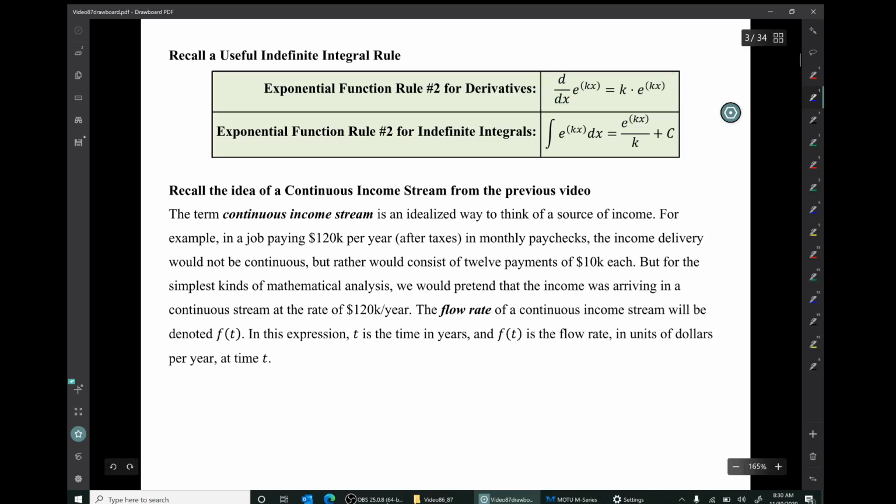And recall the idea of a continuous income stream from the previous video. A continuous income stream is an idealized way to think of a source of income. For example, a job that pays monthly paychecks of $10,000 each could be thought of as an income stream with a continuous flow rate of $120,000 per year.